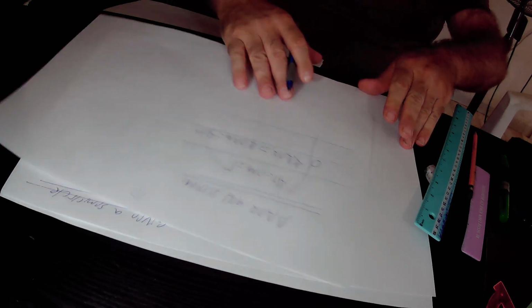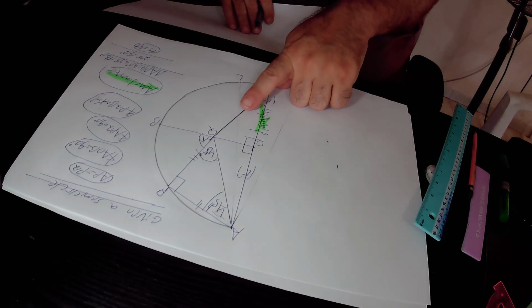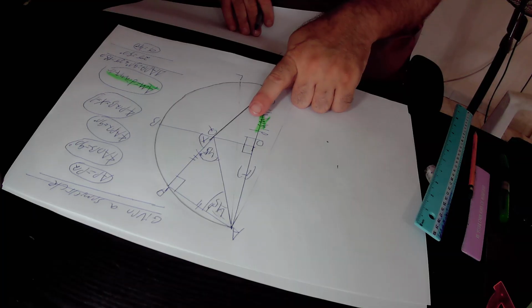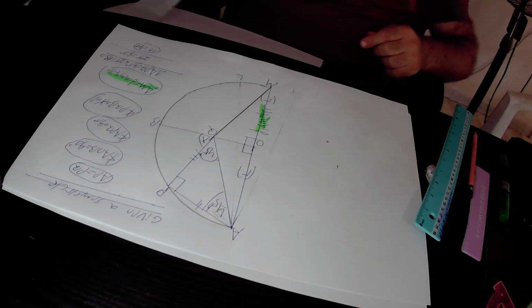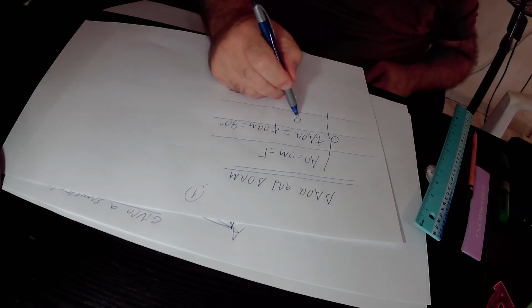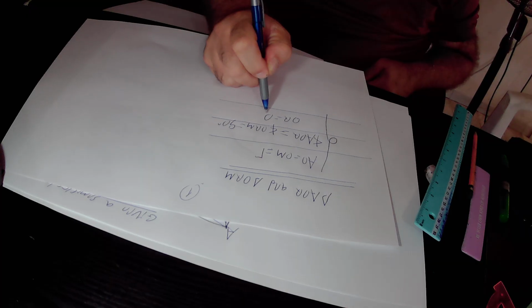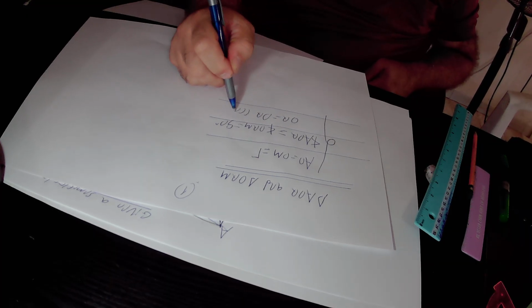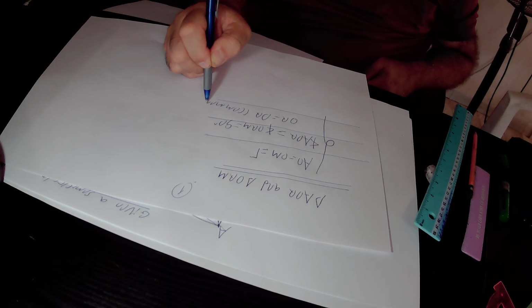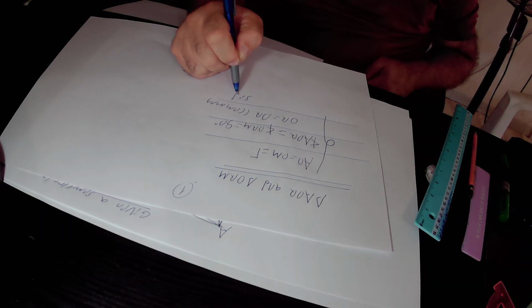And finally, this is side OQ, that is a common side that belongs to both triangles. So we can write down that OQ equals to itself as a common side that belongs to both triangles.